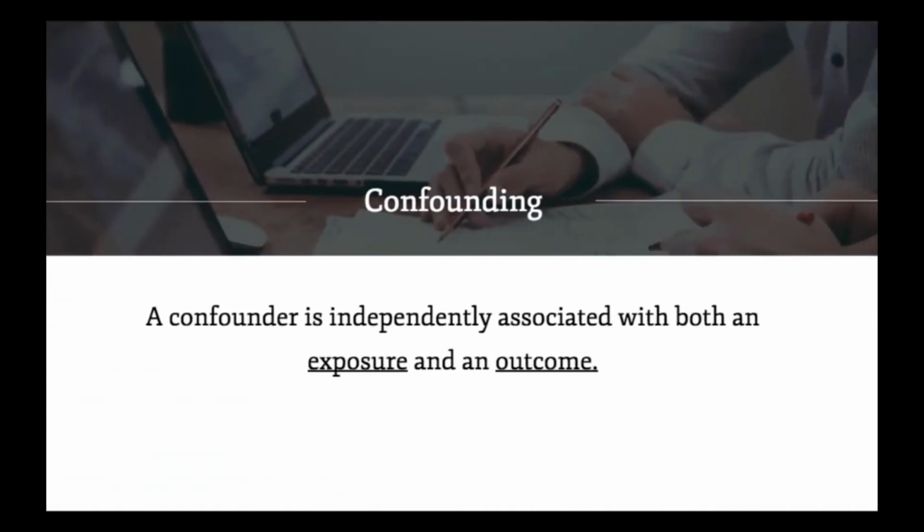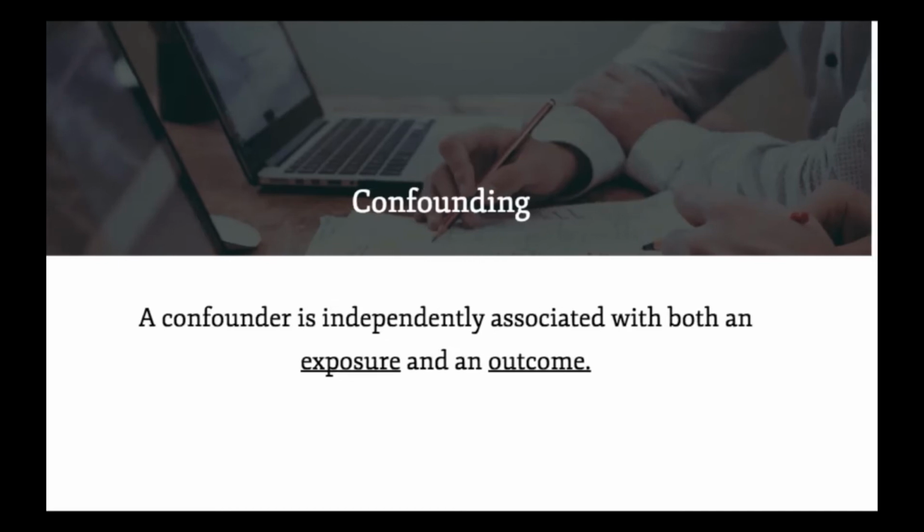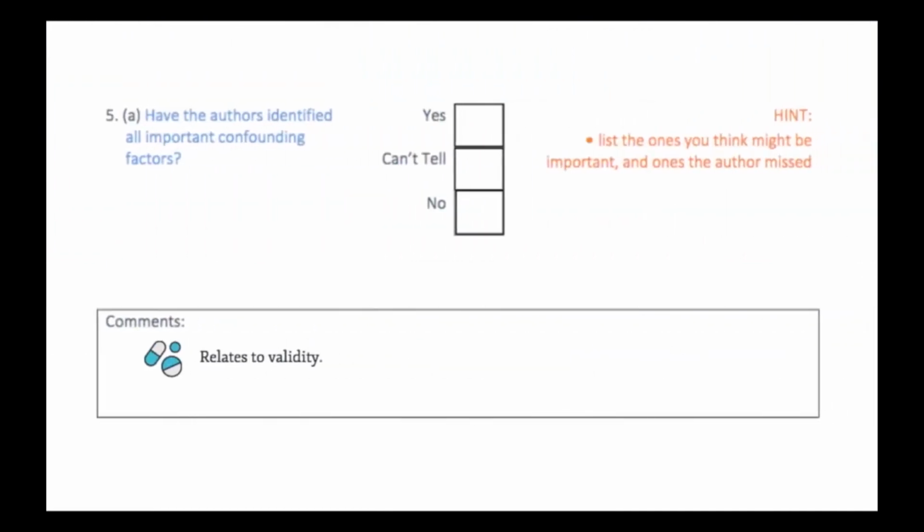This question relates to confounding. A confounder is a factor which is independently associated with an exposure and an outcome, and which can either hide a true relationship between an exposure and outcome, or make it seem like there is a relationship between exposure and outcome, when, in fact, there is no relationship.